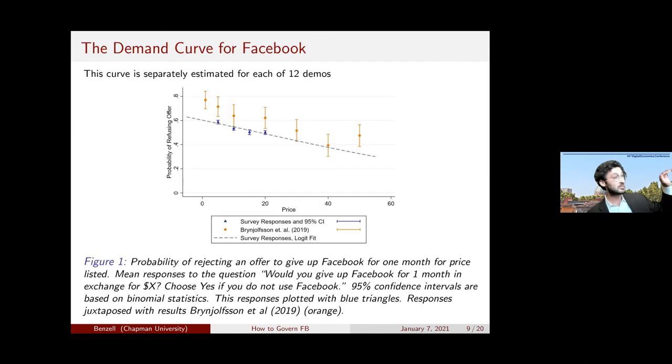Okay, so this is our demand curve. This is very analogous to what you saw in the last presentation. These three dots are the dots that are in our survey. So this is a 95% confidence interval. And again, it's a demand curve: how many people stop using Facebook if you give them $20, $10, $50. And similarly to what you saw before, we find the median is going to be less than the mean, so the inframarginal value is going to be very important in this setting.